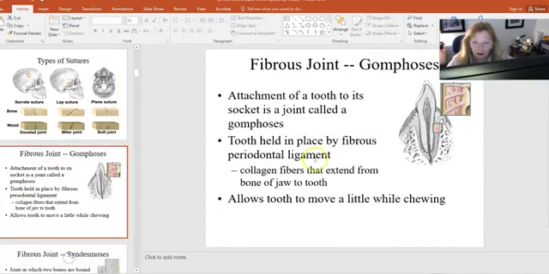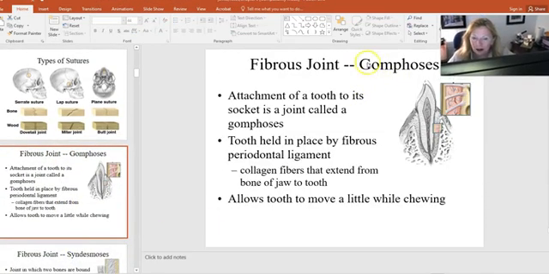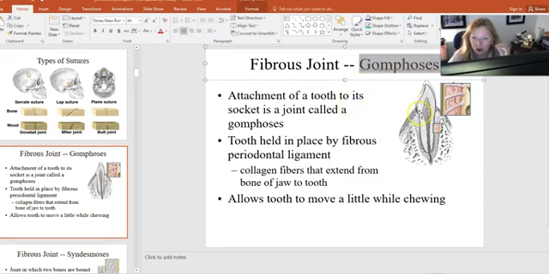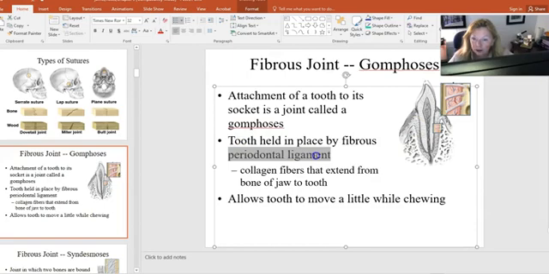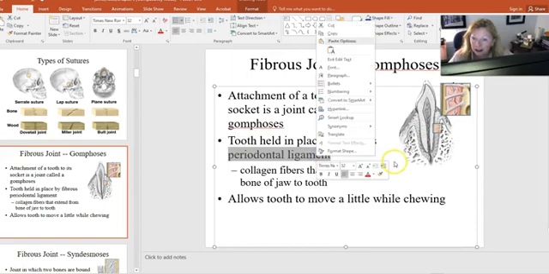Another type of fibrous joint that's very important that you know is called a gomphosis. These gomphosis joints are only found holding teeth to bone. So holding a tooth to the bony structure are these ligaments that we refer to as periodontal ligaments. And it would be important that you know that the joining of the tooth to that bone is called a gomphosis joint.